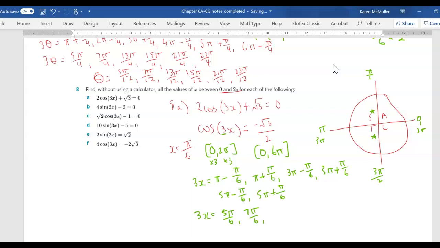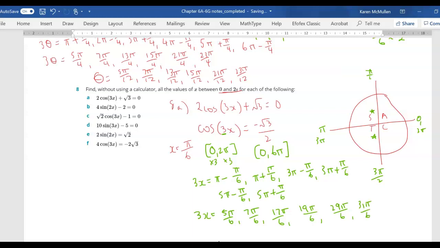Oh, what's that? 18 minus 1, 17 pi on 6, 19 pi on 6, and then 29 pi on 6, and then 31 pi on 6.